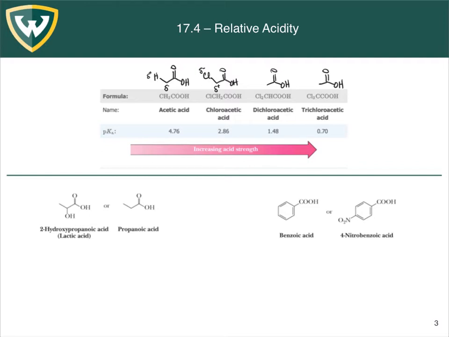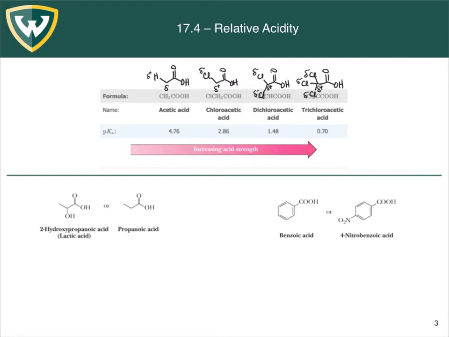And then the effect is simply magnified when you add additional chlorines. So now you have two delta minus groups, a bigger delta plus here, so that's going to be more acidic still. And similarly, the trichloroacetic acid is the most acidic with 3 delta minus, a relatively large delta plus, and then a very acidic OH.